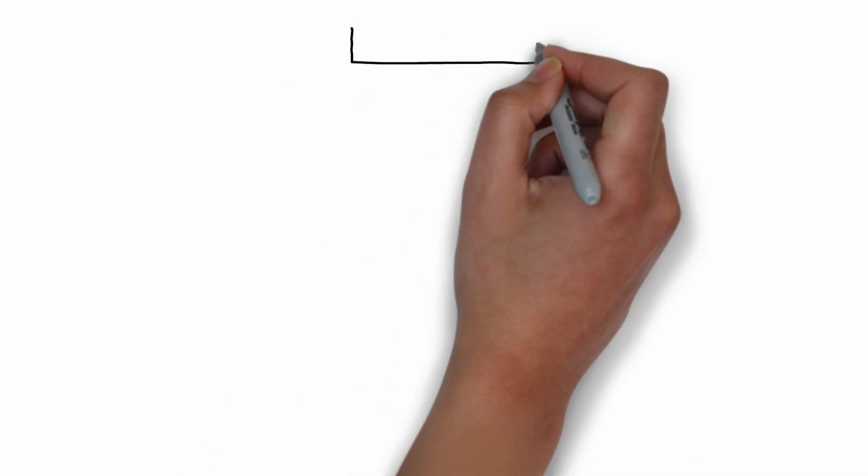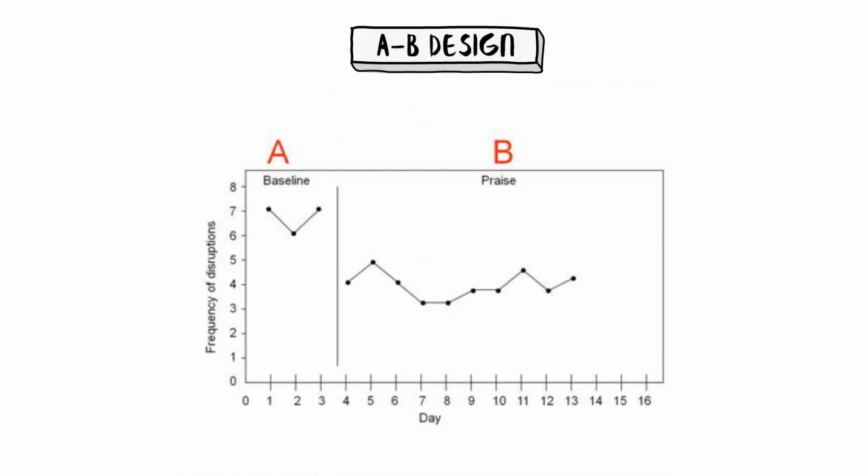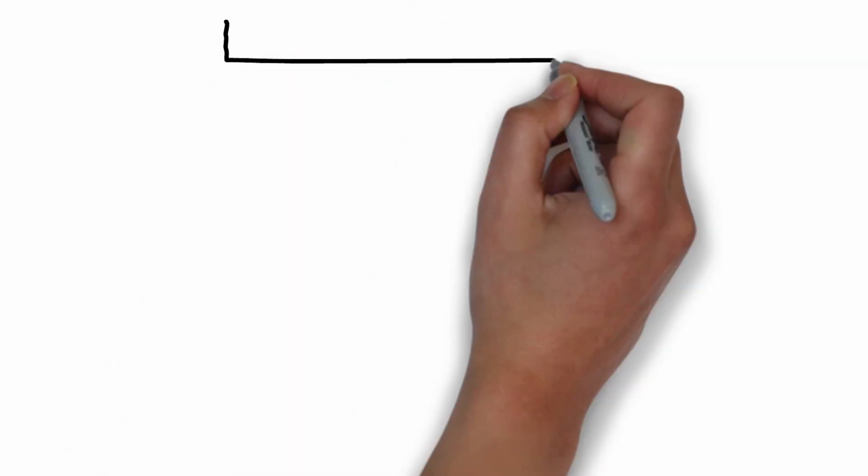A-B design is the simplest single case design, where the behavior is measured during a baseline phase, A, and then during an intervention phase, B. It allows for a comparison of the behavior before and after the intervention.